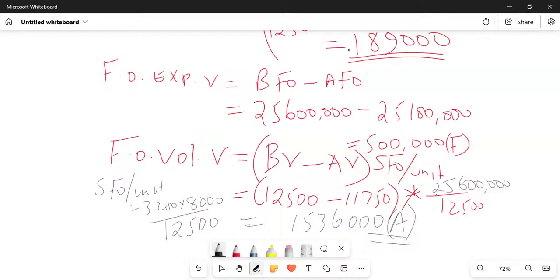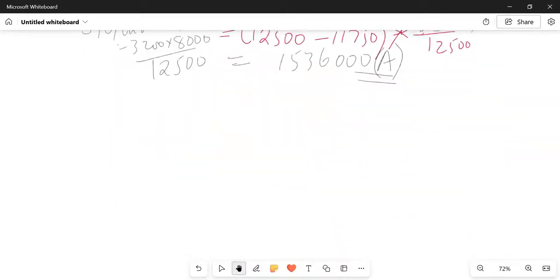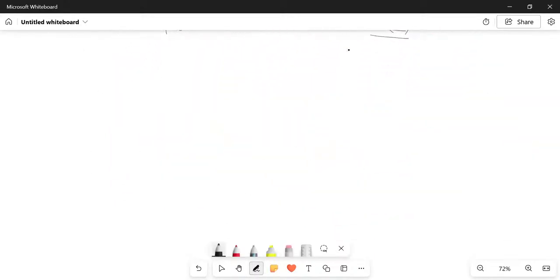Now, ladies and gentlemen, from that, go straight away to the sales variances. We're almost finishing. There are 2 sales variances. Don't start with the hard one. Start with the easy one, sales price variance. Start with that first.